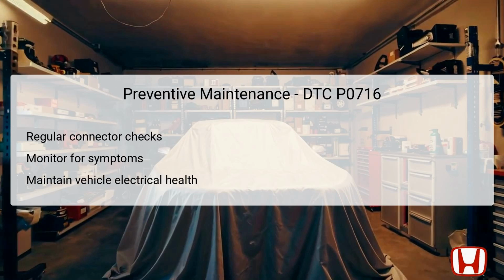Preventive maintenance plays a vital role in ensuring longevity and reliability concerning speed sensor circuits in the 2008 to 2012 Honda Accord. Regularly scheduled checks on electrical connectors can prevent the buildup of corrosion, which is a common source of faults in sensor circuits. It's also advisable to monitor for symptoms associated with speed sensor failures, including unexpected shifting behavior or warning lights on the dashboard.